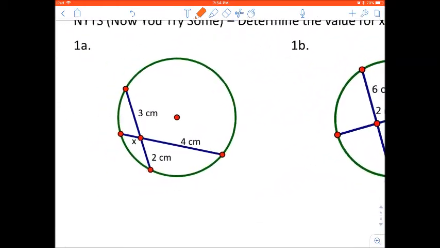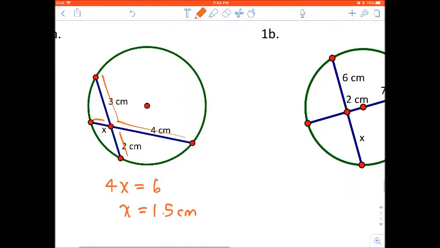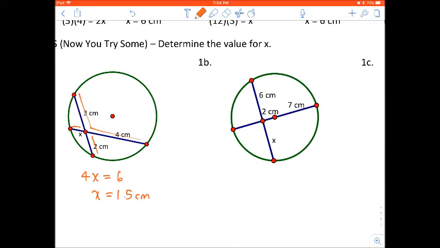Looking at trying some on our own, we have 3 times 2 is going to equal x times 4 since 2 chords intersect. So 4x equals 6. X then equals 1.5 centimeters. Super quick. Looking at this next example here, if you read the diagram properly, we have 7 is the radius of the circle. 2 is this little segment right here, which means that 5 is this bigger segment.